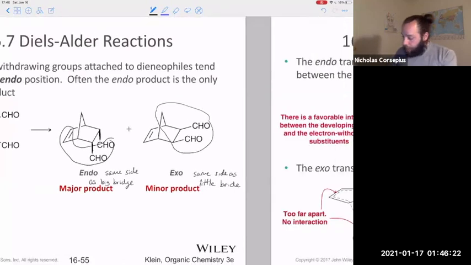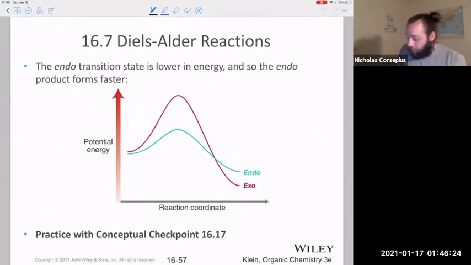On the one hand, actually, let's look at this one too. On the one hand, it's true, the exo product is lower in energy than the endo product. So it is, in terms of sterics, more favorable, that exo product. However, the delta G double dagger of the endo product is much smaller. So the endo product is much faster to form, which is why it's more favorable.